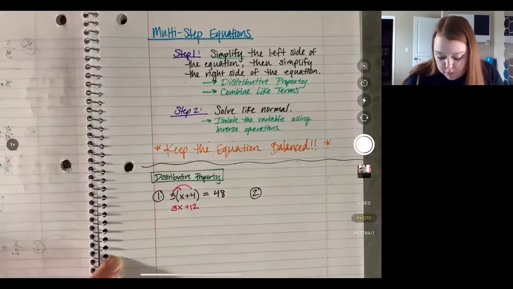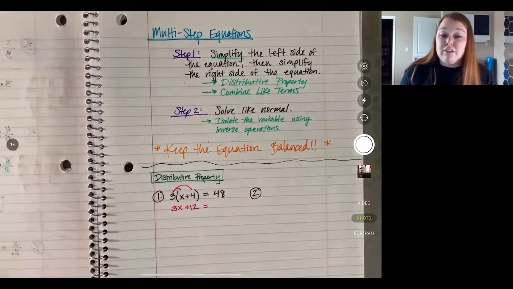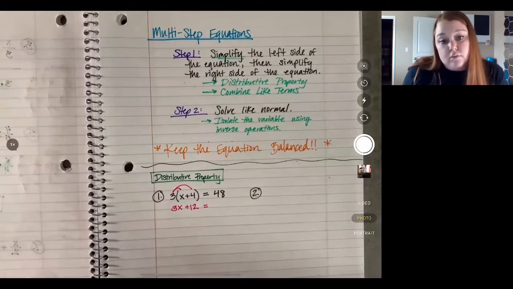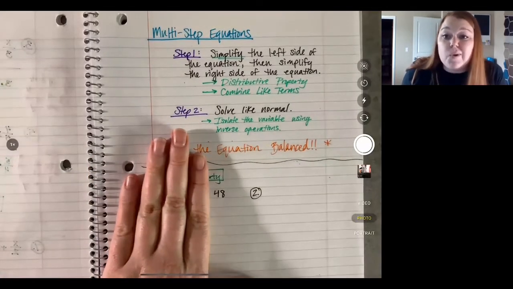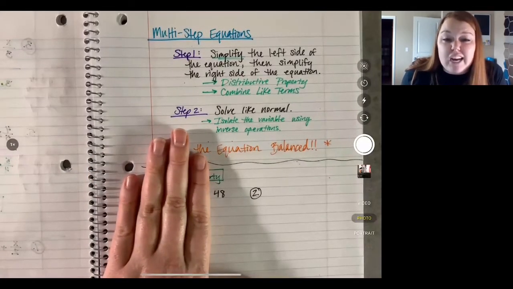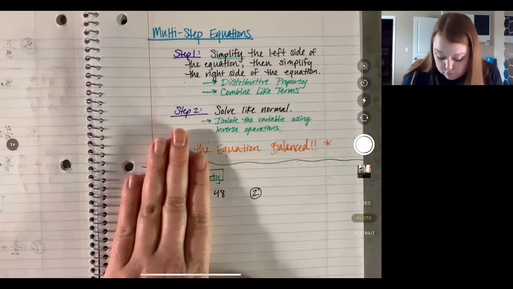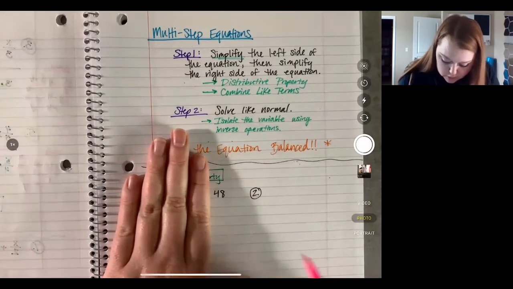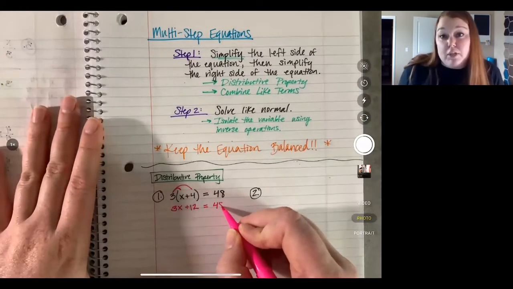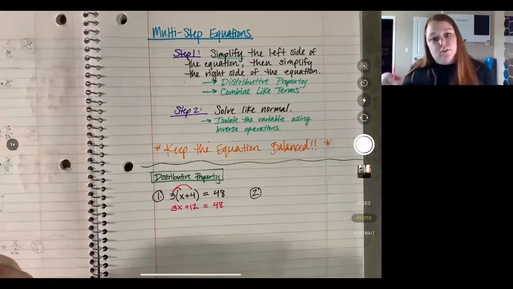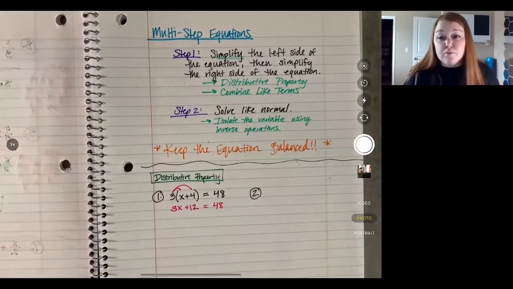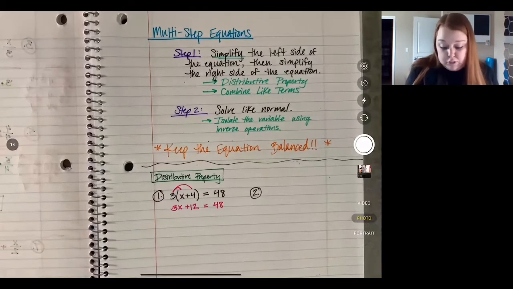I'm going to drop down my equal sign, and then I'm going to only focus on the right side. Well, on the right side, it's just 48. Can I simplify that further? No. So I'm just going to drop it down. Maybe if it was like 40 plus 8, you would simplify it and make it 48. So you simplify if you can. Sometimes you don't need to.